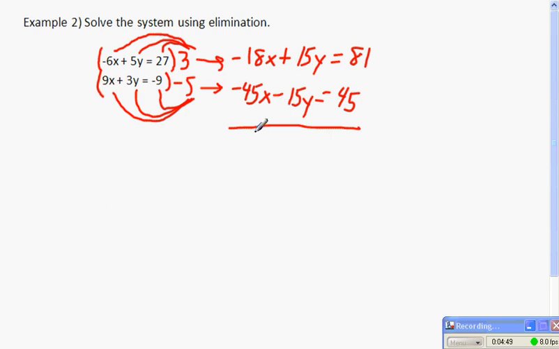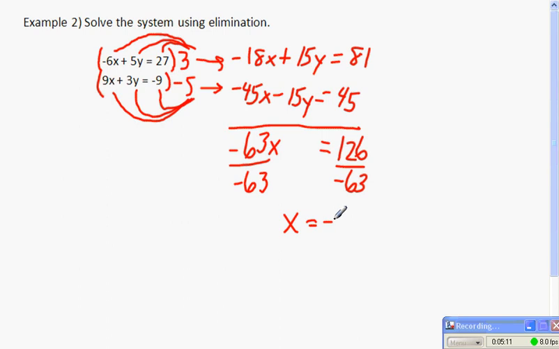Now we have two equations here. Looking at it, we're able to eliminate positive 15 and -15. Here we get a -63x equals 81, and a positive 45 is 126. Divide both sides by -63, I should say. And we come up with x equals -2.